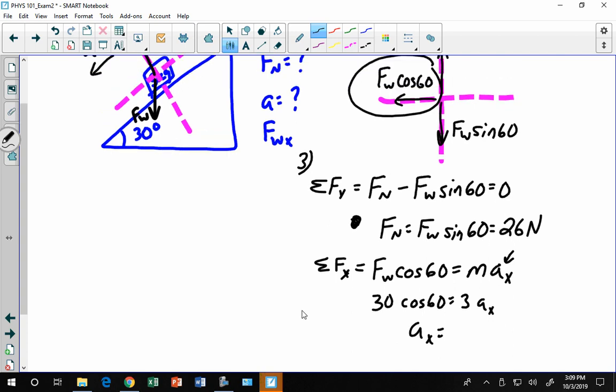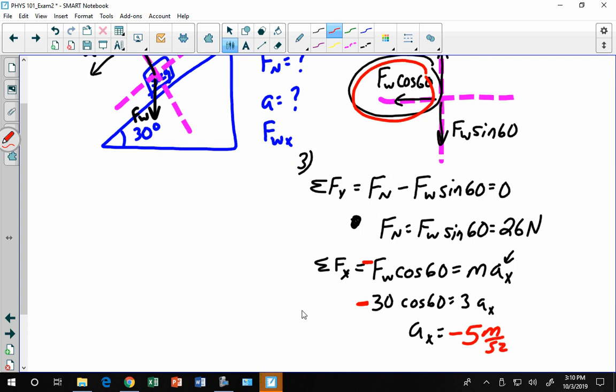Actually, I messed up a little bit here because it should be negative Fw cosine 60 because it's in the negative x direction, negative 30, and so ax would be negative 5 meters per second squared.